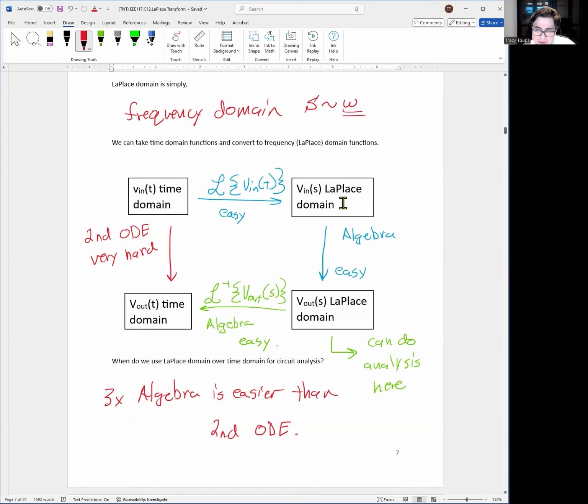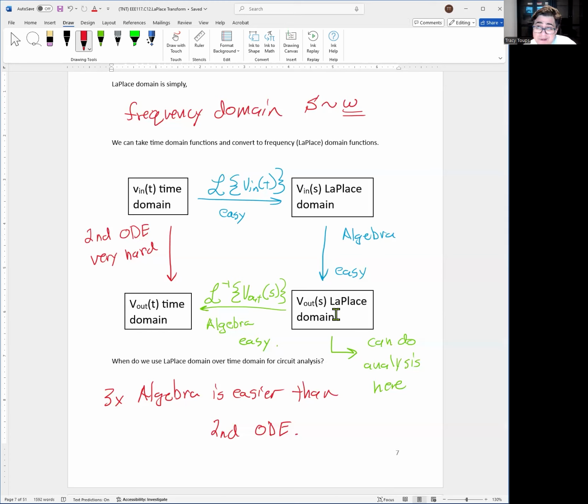Once you're in the Laplace domain, to figure out your circuit analysis, it's pretty much phasors. It's very, very similar to phasors. And if you remember, phasor is just algebra. That's all it is, right? This is easy. It really is. It might be a lot of math. It might be a good bit of algebra, but algebra is still better than differential equations. And in the lower right here, this could be our answer. It could just be V out in the Laplace domain, or the frequency domain. That could be the answer that we need.